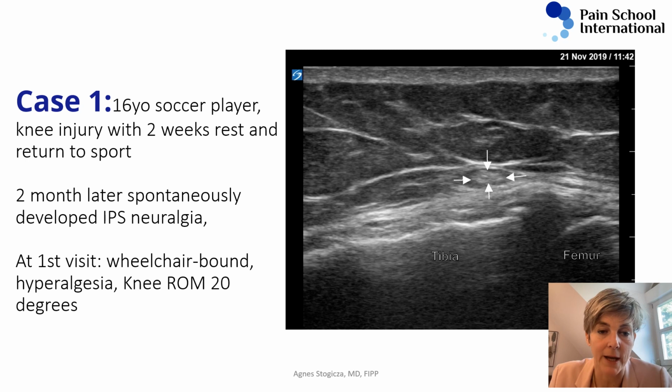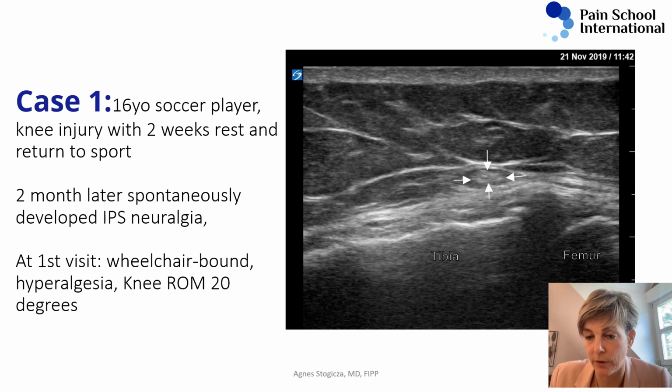Last week I had a patient, a 16-year-old girl, who was a soccer player, training to be a professional soccer player, had slid in to catch the ball, had a knee injury, and after 2 weeks rest, she returned to sport full power. However, 2 months later, she spontaneously developed infrapatellar saphenous neuralgia, burning pain. At the time of the visit, she comes in a wheelchair. The knee barely bends, and the skin is super hyperalgesic.